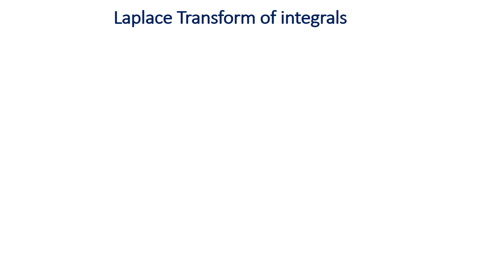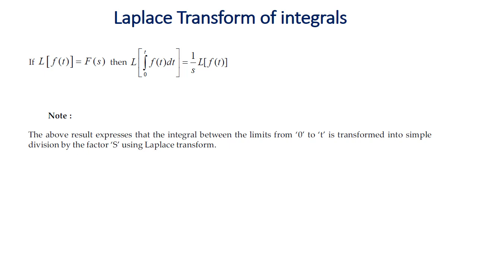Laplace transform of integrals. If L of f of t is equal to F of s, then L of the integral from 0 to t of f of t dt is equal to 1 by s times L of f of t. We have to note that the above result expresses that integrals between the limits 0 to t are transformed into simple division by the factor s using Laplace transform.